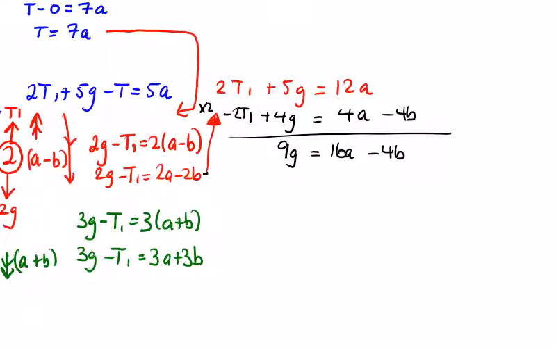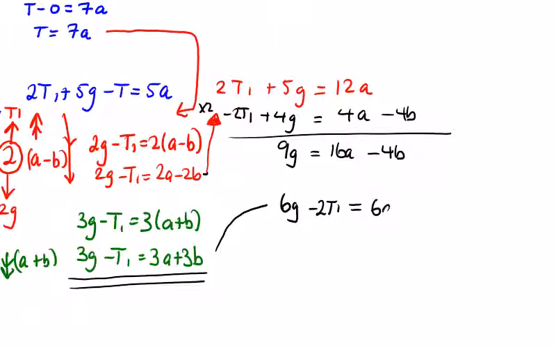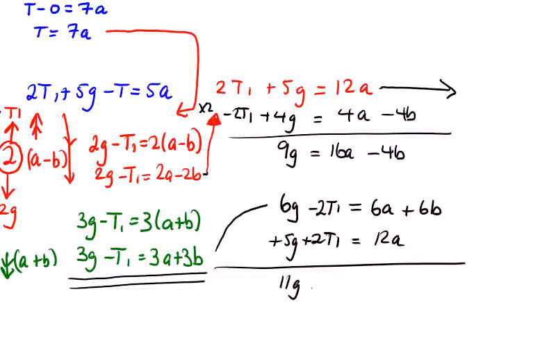So we need another equation in a and b. So I need to get rid of this t1 here. And I think the best way is to just multiply this one by 2 as well to get 6g minus 2t1 is equal to 6a plus 6b, and I bring down my red one, 2t1 plus 5g is equal to 12a, so I get 11g is equal to 18a plus 6b.